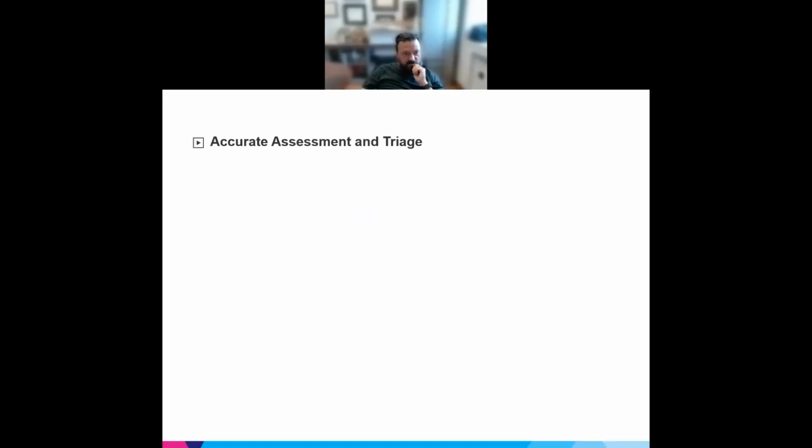Some important points, and then we're going to finish in a few minutes: accurate assessment and triage. For any decompensating patient or any new consult, it's important to physically see the patient. If a nurse is calling you with a concern about a patient, nothing replaces the information you can garner from seeing the patient and assessing them as rapidly as possible.